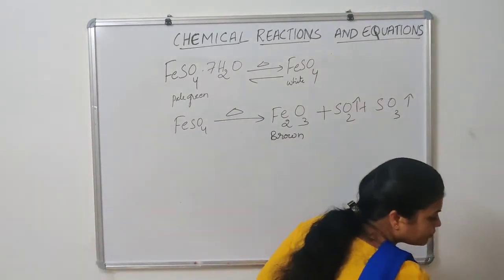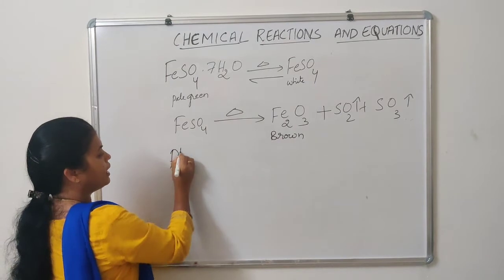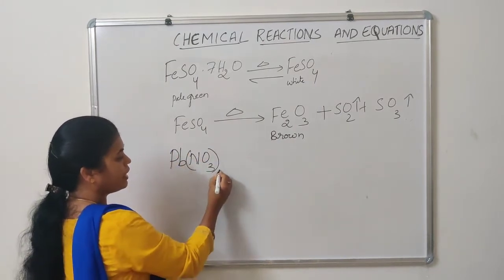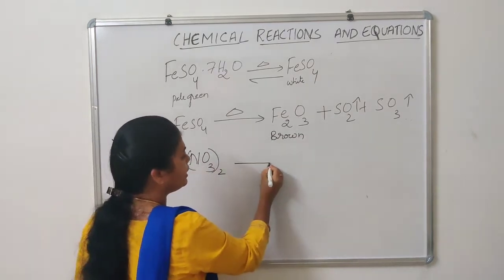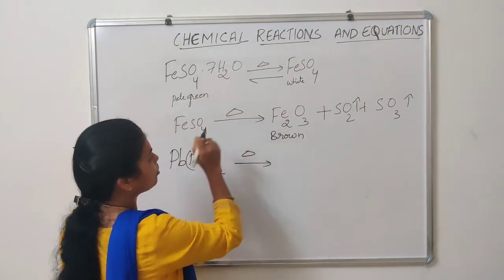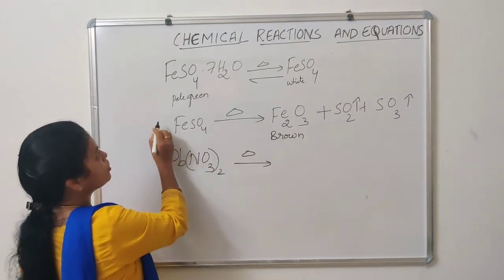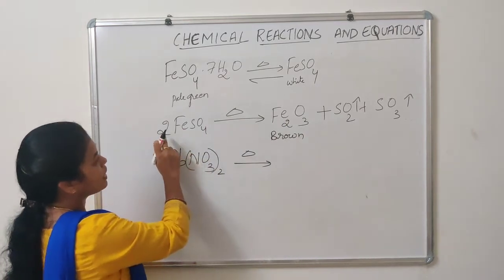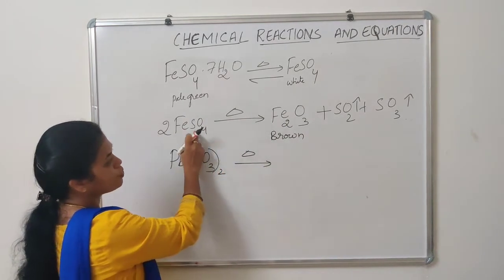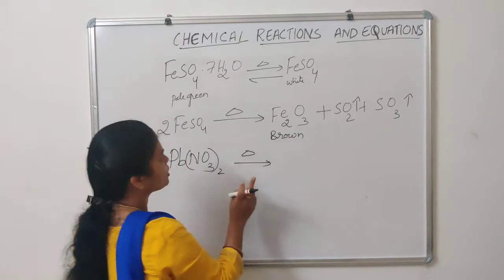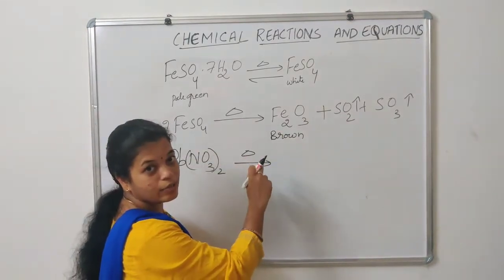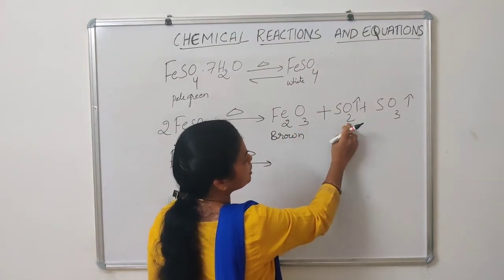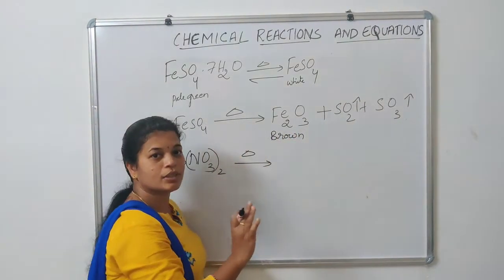Lead nitrate, Pb(NO3)2. Pb is lead, nitrate is NO3, twice. On heating, see, this we have not yet balanced. Let us balance it. 2FeSO4 gives Fe2O3. How many sulfur atoms are there? 2 sulfur on the left, and here 1 and 1, 2 sulfur over. And how many atoms of oxygen are there? Here 2 fours are 8. Here 3 plus 2 is 5, 5 plus 3 is 8. It is completely balanced now.